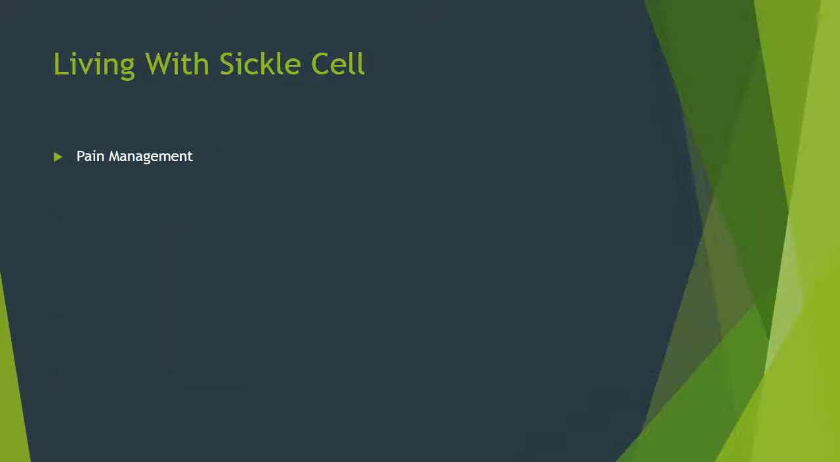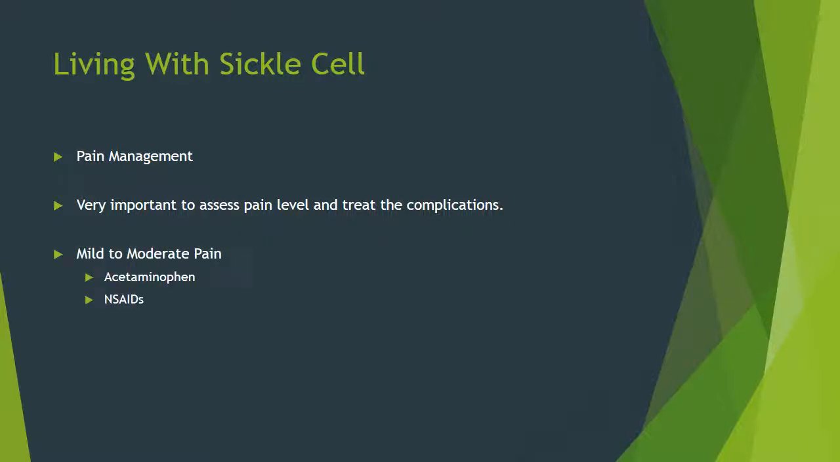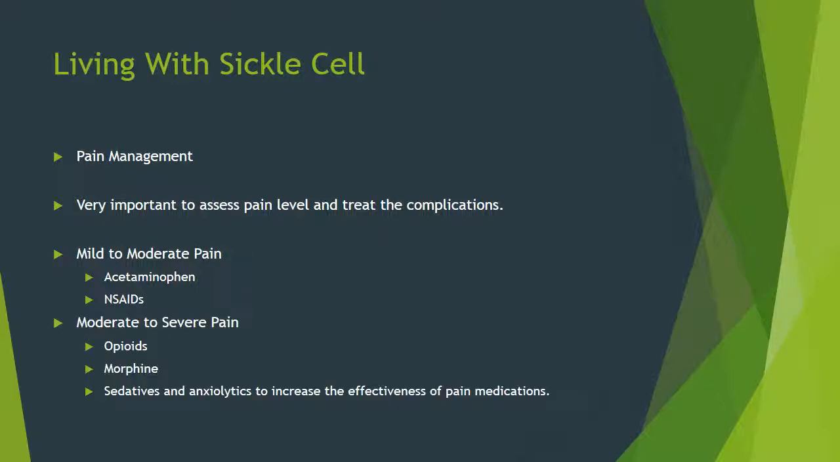One thing that is important when living with sickle cell is pain management. So it's very important that they assess the pain level and treat the complications that go along with that pain. For mild to moderate pain, they typically take acetaminophen or NSAIDs. For moderate to severe pain, it goes into opioids, morphine, sedatives, and anxiolytics to increase the effectiveness of the pain medication.